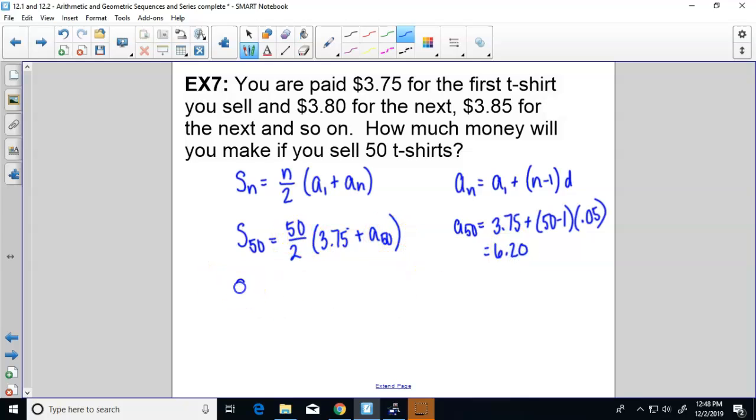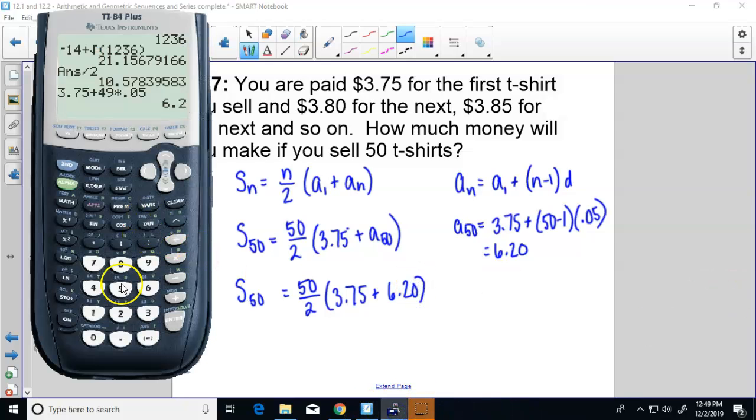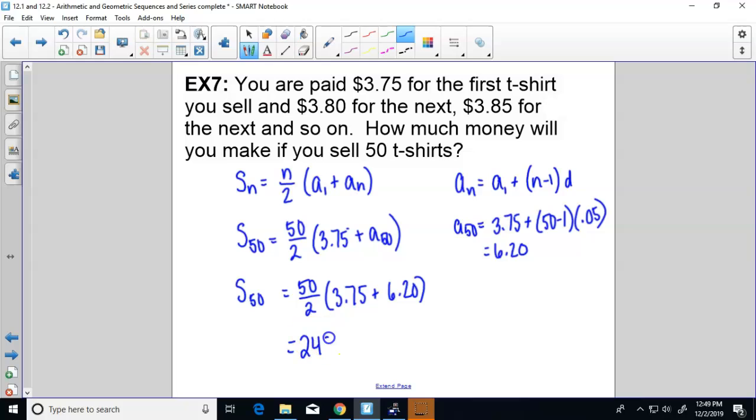So right here for that a sub 50, we can do 50 over 2 times 3.75 plus 620. And so if we just use our calculator to figure that out real quick, we'll have 25 times 3.75 plus 620. And whenever we do that, we get $248.75. So $248.75 will be our answer for this particular situation.